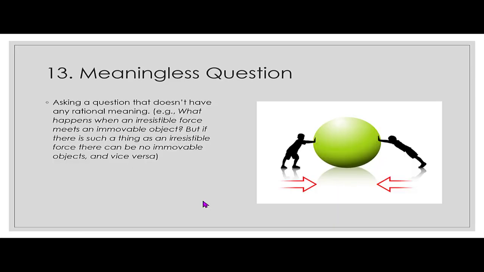Number 13 is the meaningless question. So asking a question that doesn't have any rational meaning. What happens when an irresistible force meets an immovable object? But if there is such a thing as an irresistible force, then there can't be an immovable object, or vice versa, right? So that's a meaningless question.